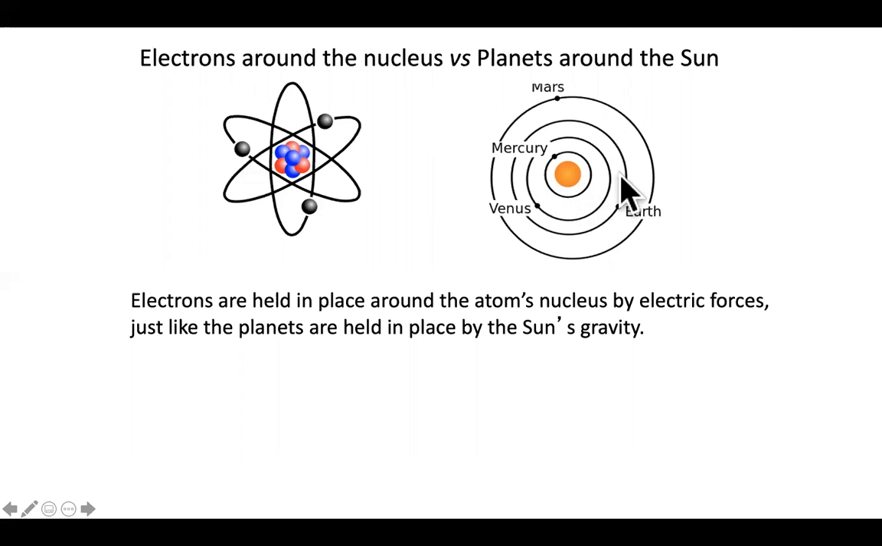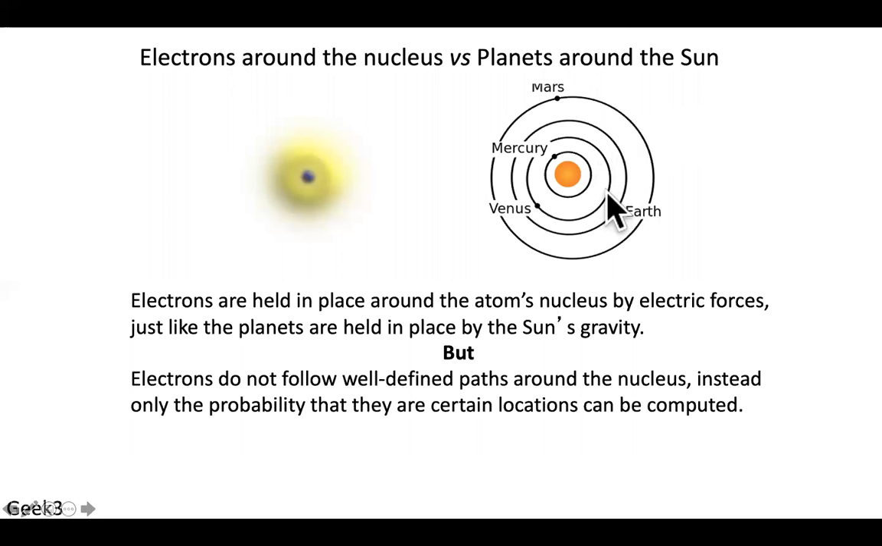In the solar system, the planets are held in orbit around the sun by their mutual gravitational interaction. And both of these forces are actually structured in very similar ways. So in terms of the forces, they're very similar. But there's an important difference.